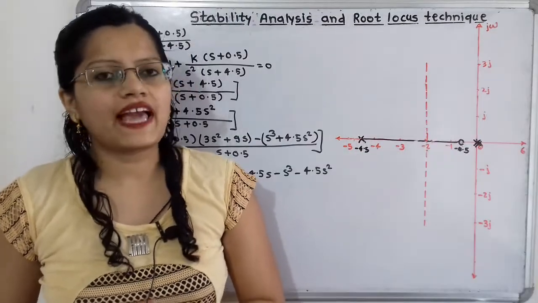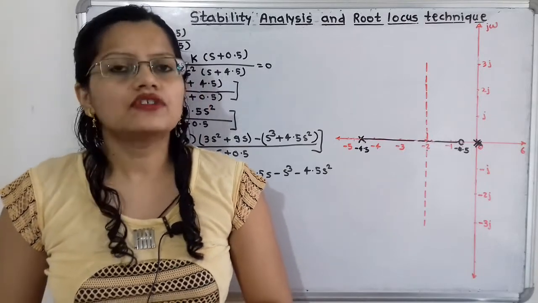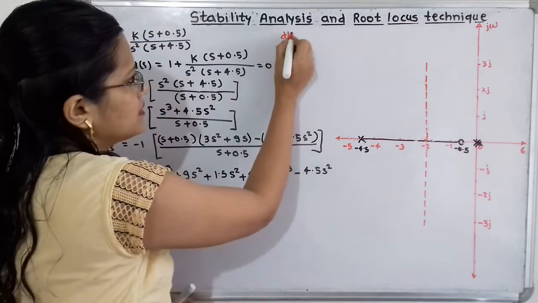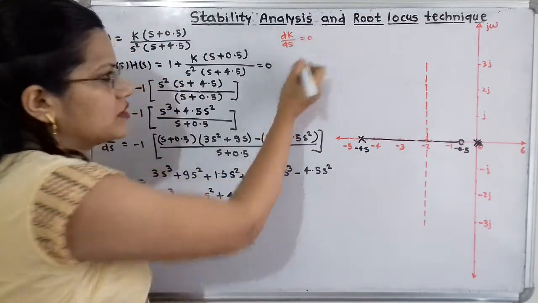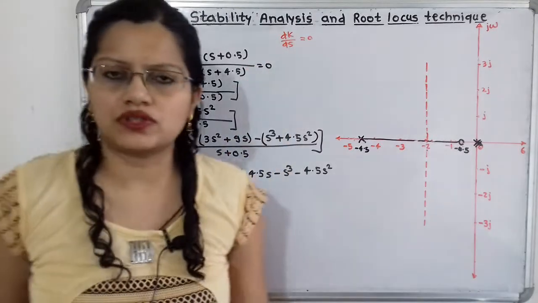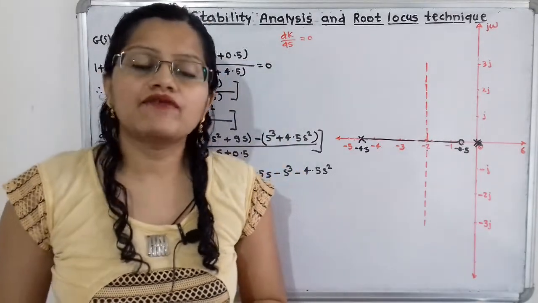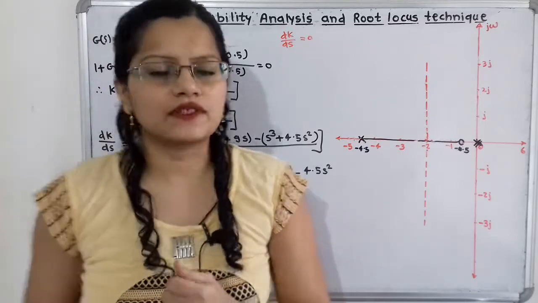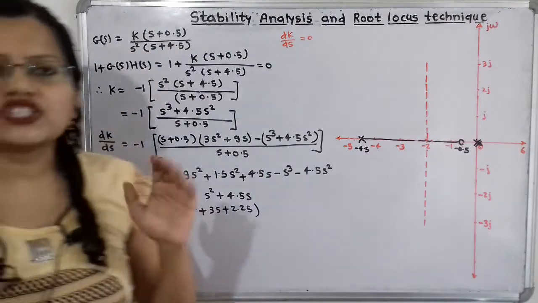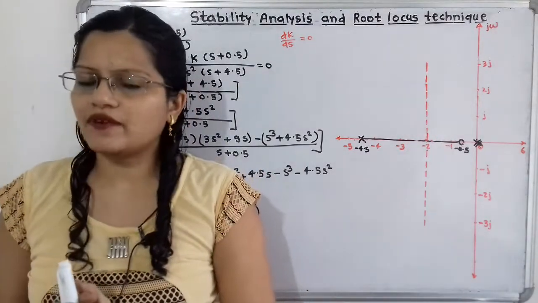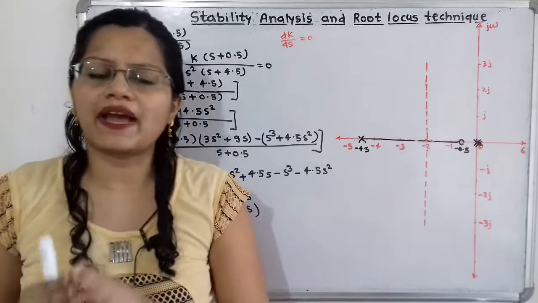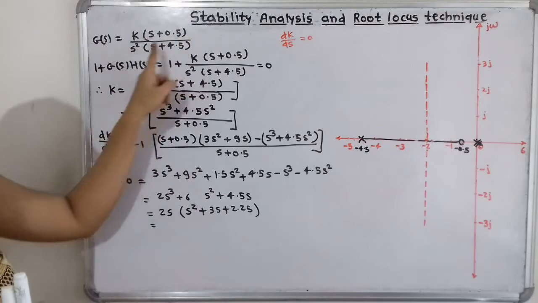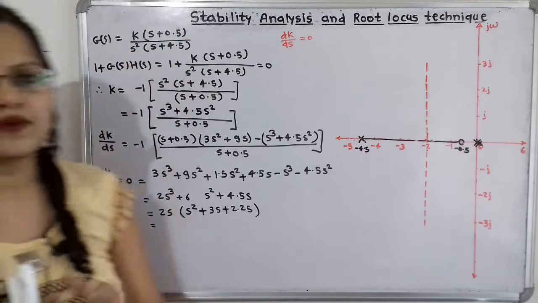Now we will move to the calculation of the breakaway point. So this breakaway point is the solution of dk by ds equal to 0. So we have to find this solution. Now this value of k we have to take from the characteristic equation. If we observe, this given question is an open loop transfer function with unity feedback, and that's why here G(s) is equal to k(s plus 0.5) divided by s square (s plus 4.5).